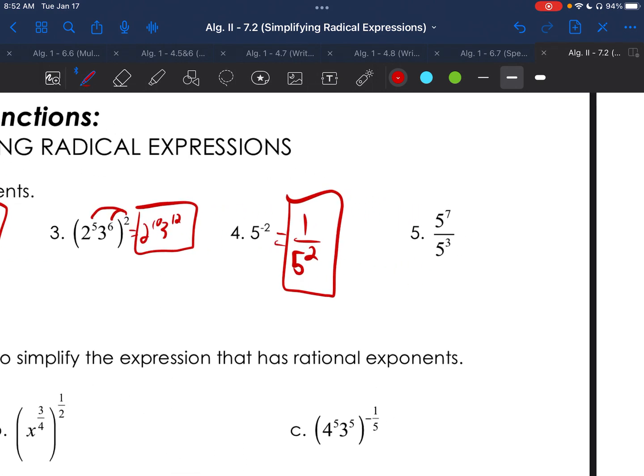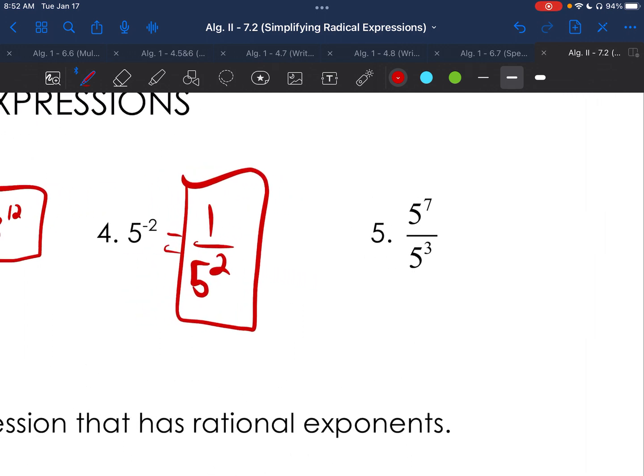And then the last one, number 5, 5 to the 7th over 5 to the 3rd. When you have the same base being divided, you subtract exponents. So 7 minus 3, 5 to the 4th.